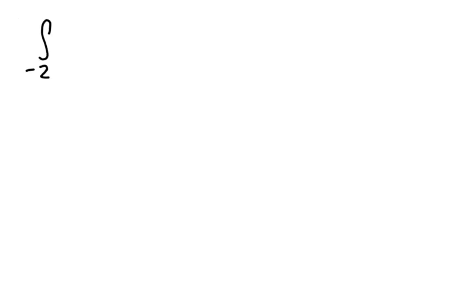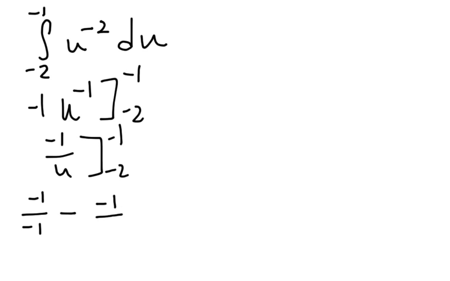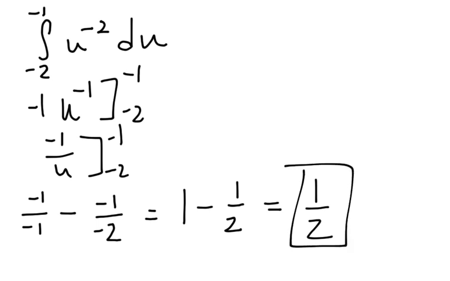Recopy it first. So, power rule backwards, add 1 to my power, multiply by the reciprocal of that. This would be the same thing as negative 1 over u. Plug in my upper limit, subtract what I get when I plug in my lower limit. This is going to be positive 1 minus positive 1/2, which is 1/2. And that's it.